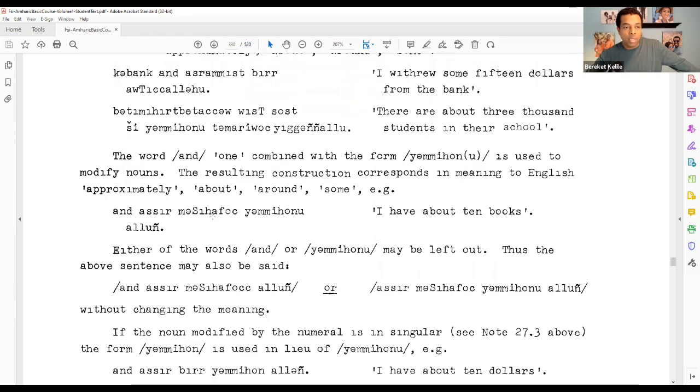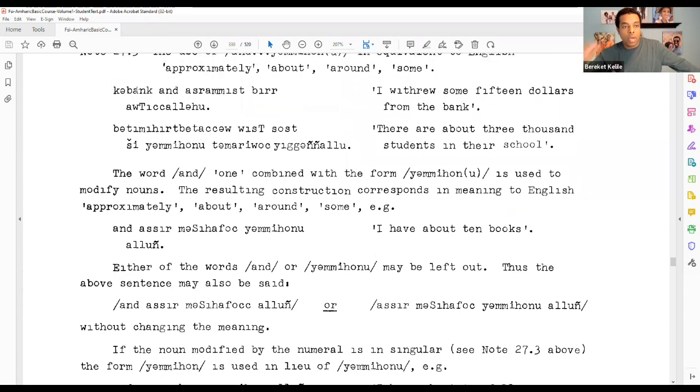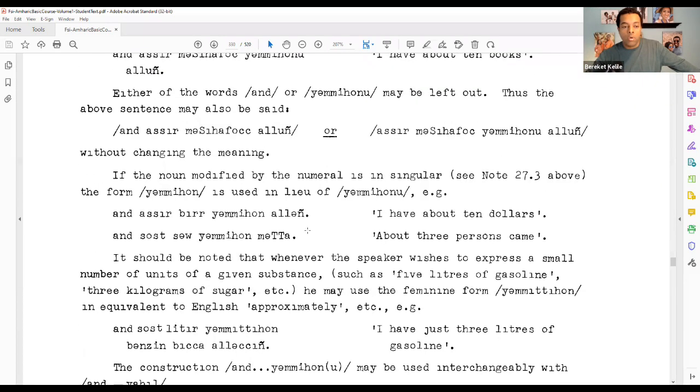We saw in the example above, kabank and asaramist bur autachalo, where bur was singular. When a noun is modified by a numeral in the singular, the form yemihon is used in lieu of yemihonu. So you'll say and asad bur yemihon alin, I have about $10, or and sost so yemihon mata, about 3 persons came.